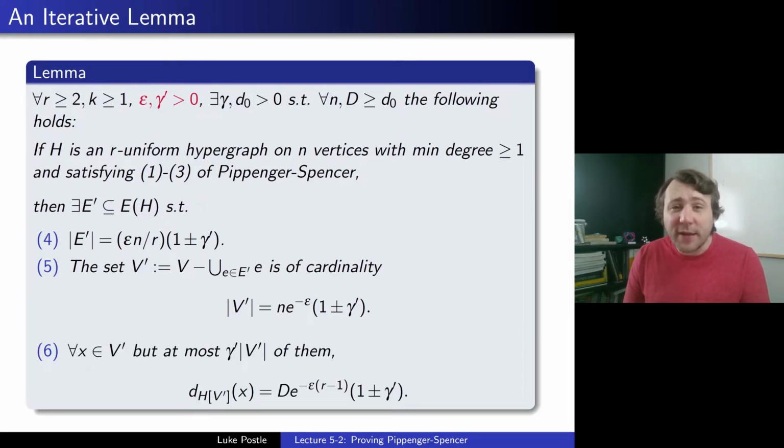And then part 6, we have to somehow show we can iterate. So that's going to be condition 6 here. The outcome 6 will be that for every vertex in V prime, so every uncovered vertex, but at most gamma prime V prime of them, the new degree on H of V prime of X will be D times e to the minus epsilon of R minus 1, 1 plus or minus gamma prime. So just off by a little bit. So we're going to have somehow a new degree. The degree has clearly gone down from roughly D to this e to the minus epsilon R minus 1 factor. So it's gone down by a little factor. But again, we're roughly regular.